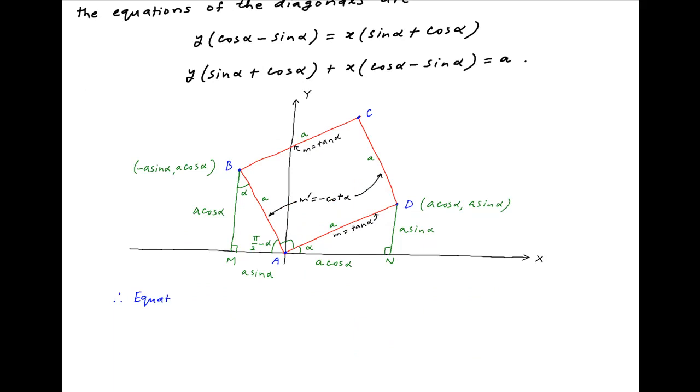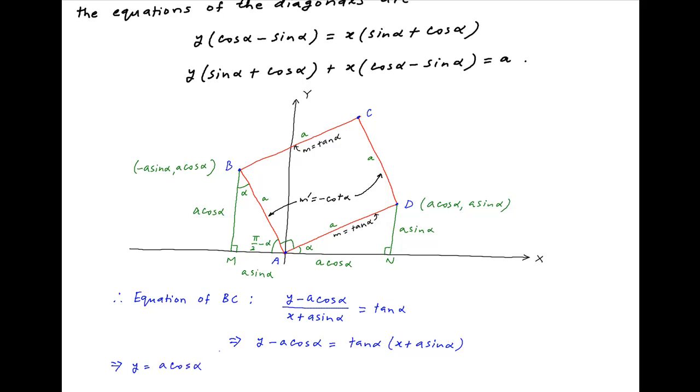We are now in a position to write the equation of the side BC, which passes through the point B. The equation is y minus a cos alpha divided by x plus a sin alpha is equal to the gradient of the line, which is tan alpha as determined earlier. Cross multiplying, we get y minus a cos alpha is equal to tan alpha times in brackets x plus a sin alpha.